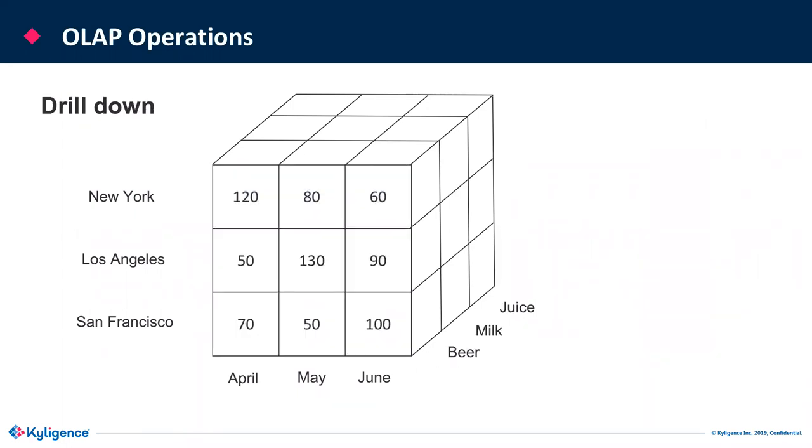A drill down operation is in the opposite direction. Looking into a much more granular level, instead of sales by month, you may be interested in sales by week. That's a further breakdown of the cube.